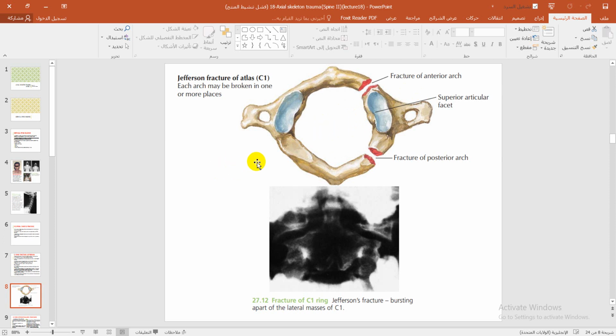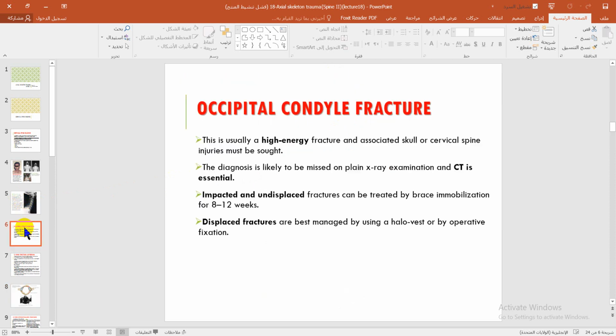Even so, it is a dangerous area to be injured, because in the area of C1, C2, C3, we have the respiratory center or the phrenic nerve supply from C3, 4, 5.